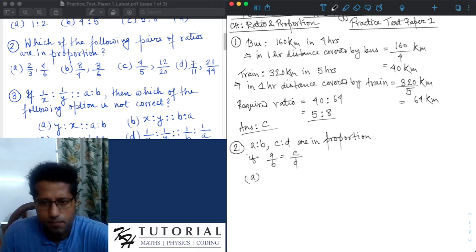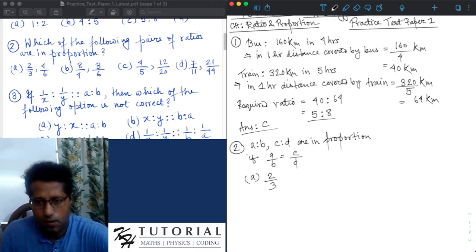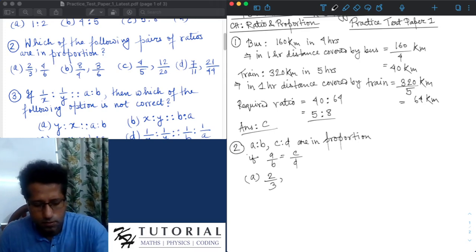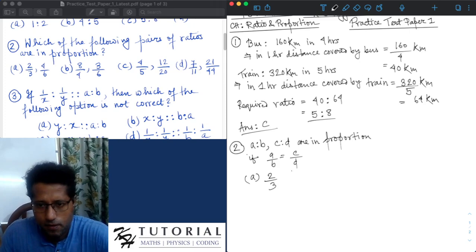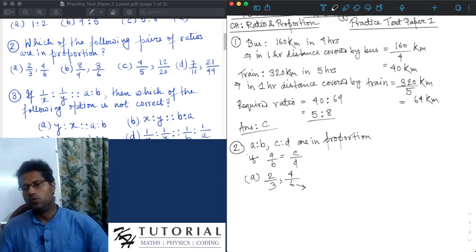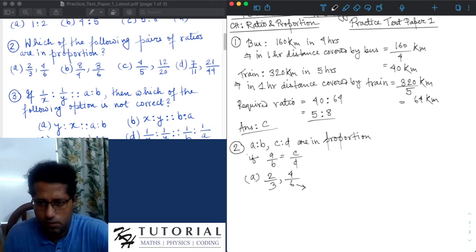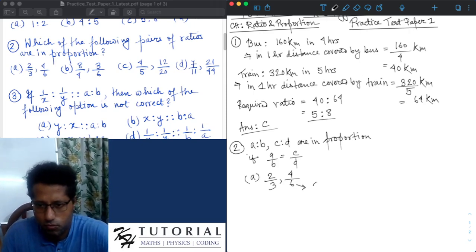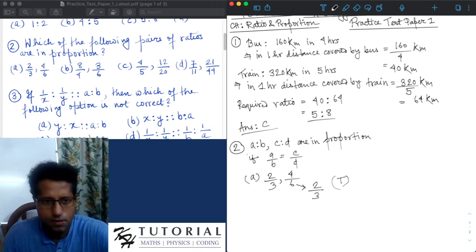For the first choice, the pair of ratios given is 2 by 3 and 4 by 6. Now 4 by 6, if you reduce this fraction to its simplest form, becomes 2 by 3, which is the same as the first fraction. So these two ratios are equal. So this is true.